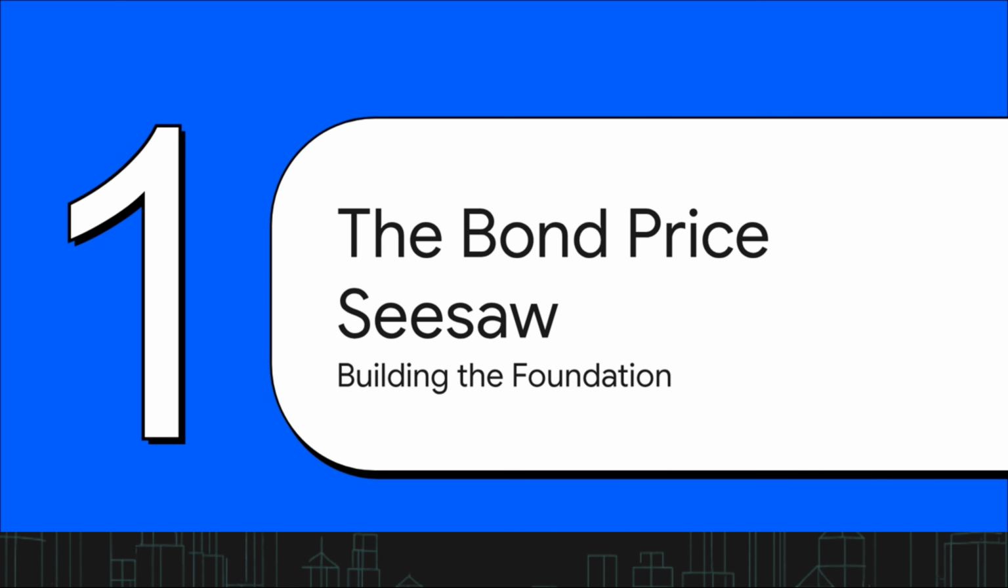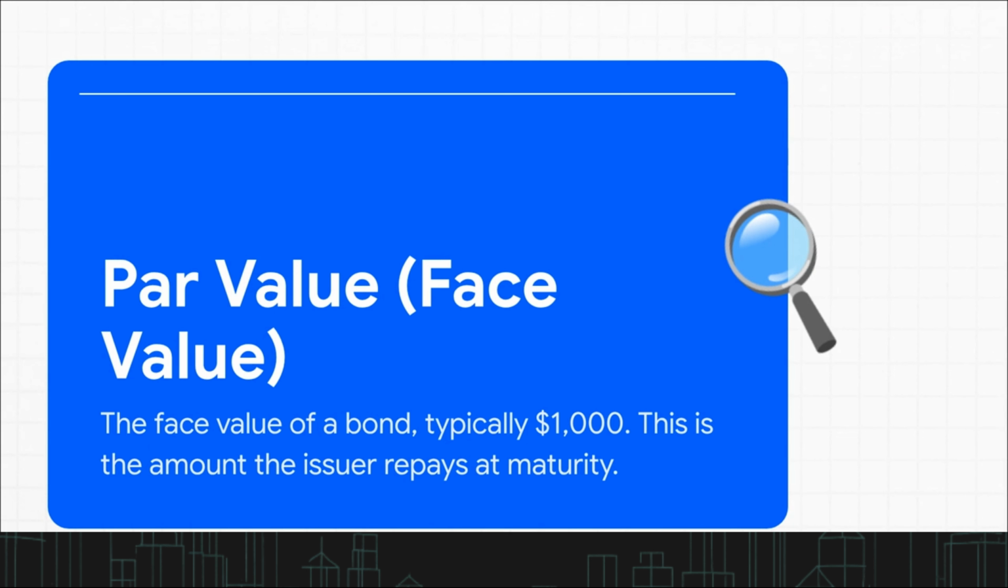Every single bond has three core parts, and once you get these, I promise everything else just kind of falls into place. Everything, and I mean everything, starts with par value. You might also hear it called face value. Just think of it as the original loan amount. For corporate bonds, you should always assume it's $1,000. This is the cash the investor gets back when the bond matures. It's our starting point, our anchor.